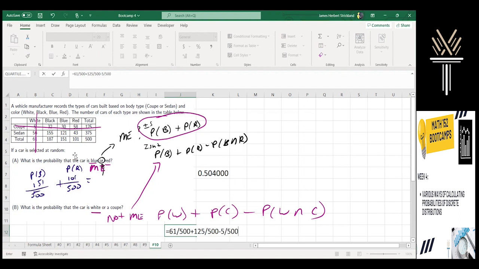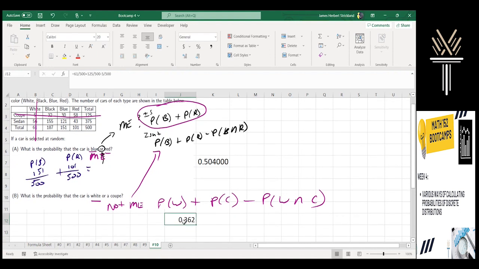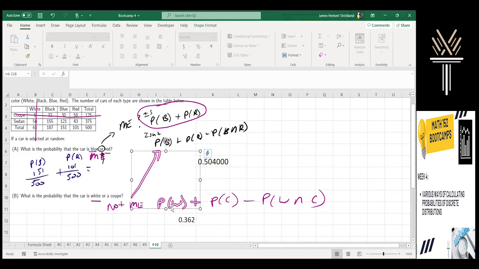It's where the lines cross is your mutual exclusive part. And so now we are done. We have the probability of white, probability of coupe, minus white and coupe. Hit enter, and there we go. That is our probability of a white or coupe. So you just take your probability of white, add your probability of coupe, and subtract where the lines overlap. They overlap at 5, so we subtract it off to 5 fraction.